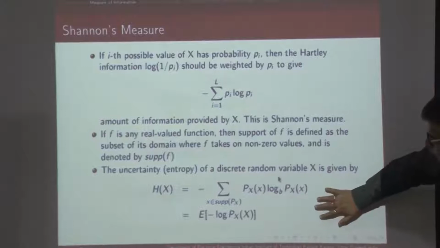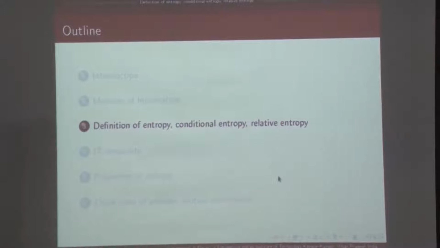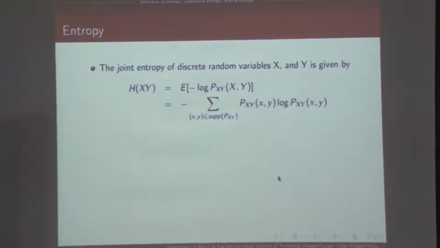Now let us look at some properties of entropy. We define entropy as the expected value of minus log of p of x. Similarly, we could define the joint entropy between random variables x and y, and that is nothing but the expected value of minus log of the joint distribution p of x and y. So this is how we can define a joint entropy function.